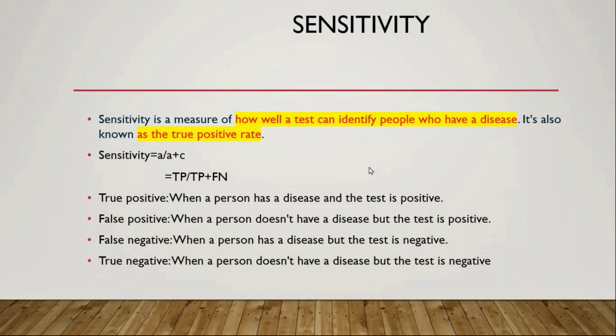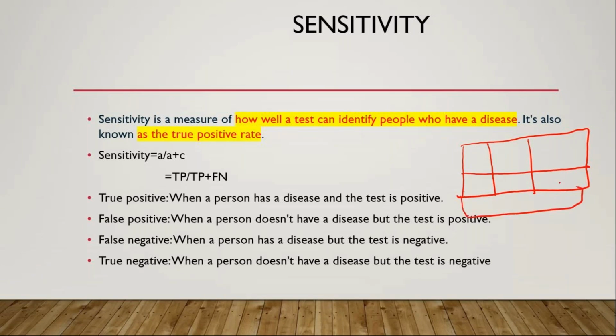How is sensitivity calculated? You have to make a 2 by 2 table. In every question, make a 2 by 2 table. This is the 2 by 2 table. On the left hand side, write the risk factor. What is the risk factor? Suppose they are lung cancer patients, so smoking is a risk factor. Smoking present, smoking absent. Disease is lung cancer present, lung cancer absent. So this is how we will make a table.